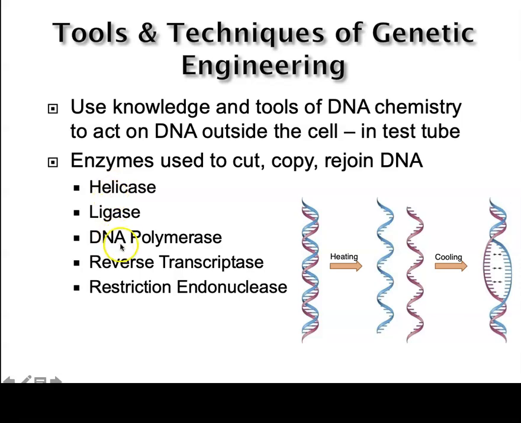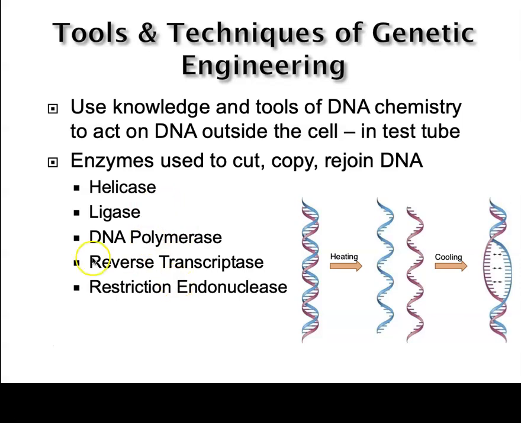Three of them are here: helicase, ligase, and DNA polymerase. But there's a couple other ones that I want to mention. One is reverse transcriptase, and that is a very special enzyme. We know about that because some RNA viruses have it, and that allows them to go in the reverse. Instead of going from DNA to RNA, they can go from RNA to DNA.